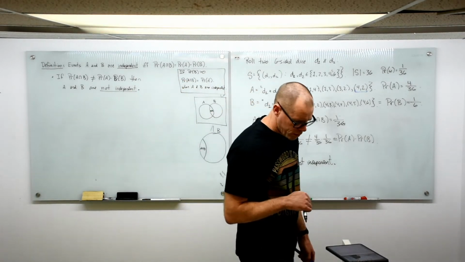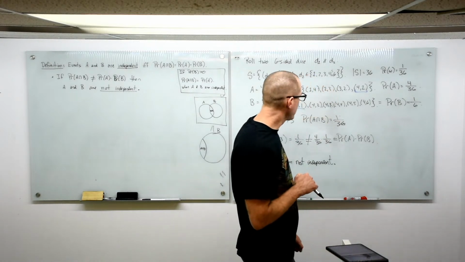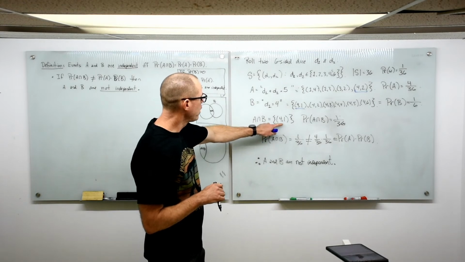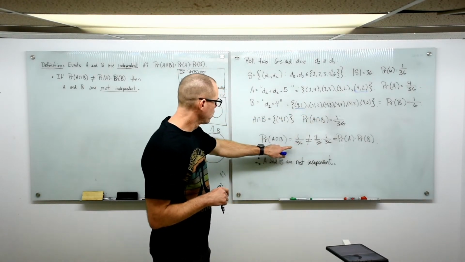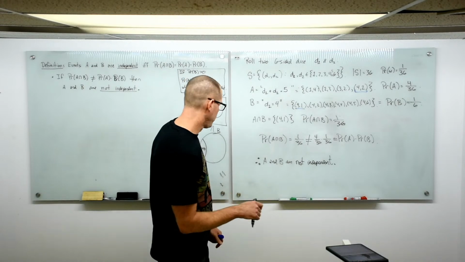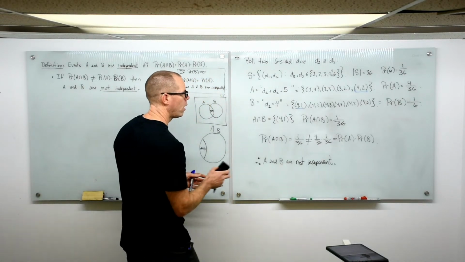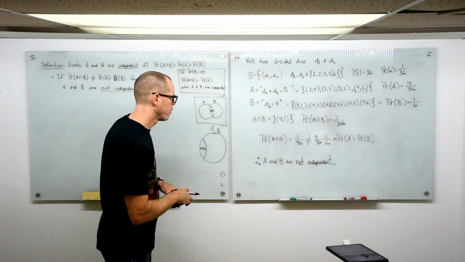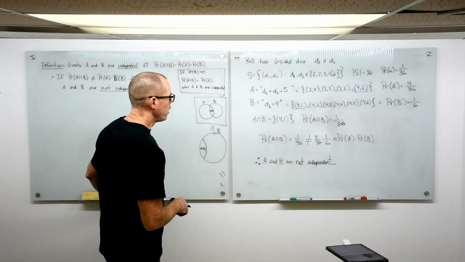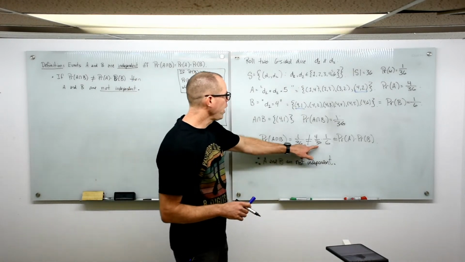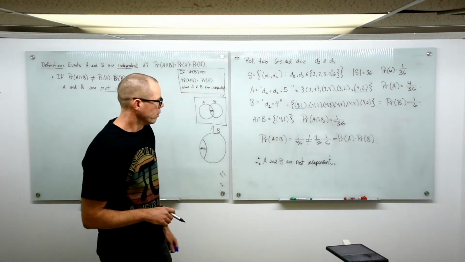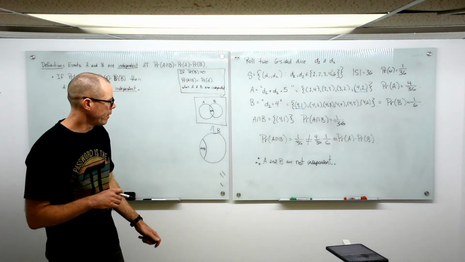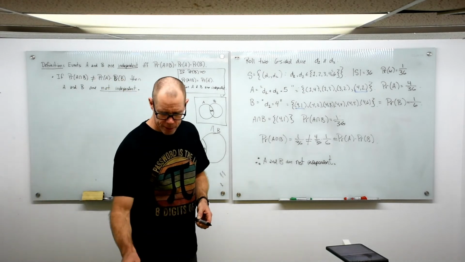Someone says it should be 1 out of 6, not 1 out of 36. The probability of A and B is still 1 out of 36. Here's where you said I should have put a 1 out of 6. This is the probability of A, this is the probability of B, but still not equal. Okay. Good.